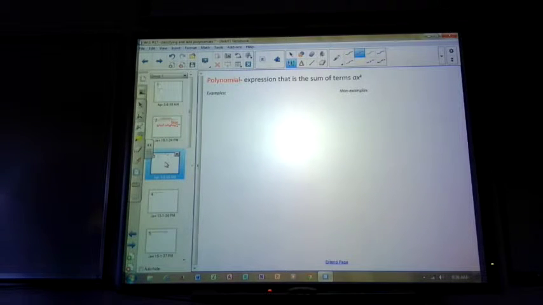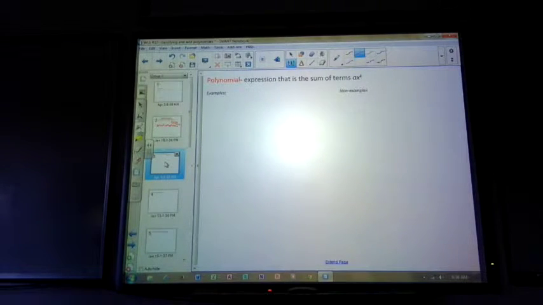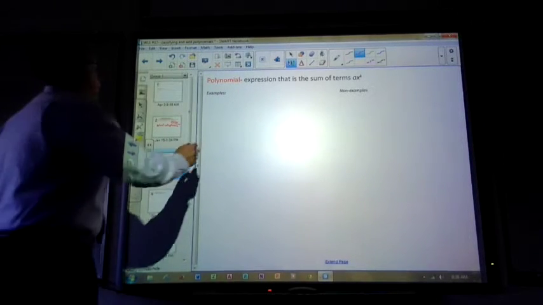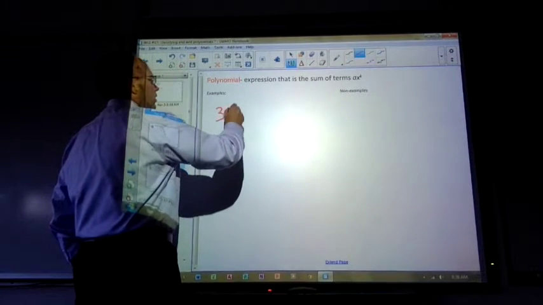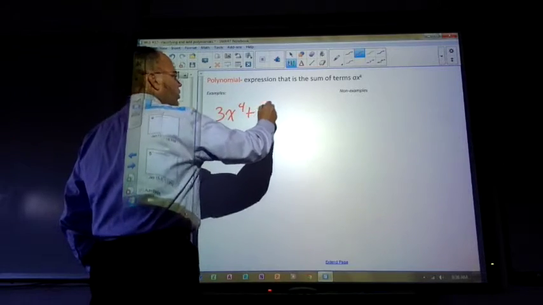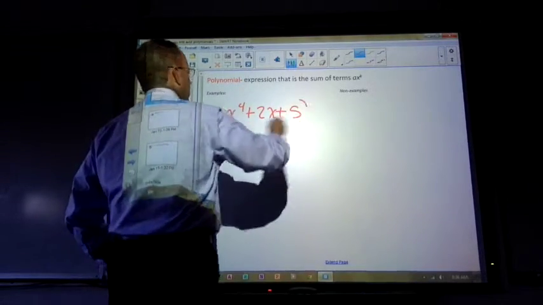Okay, so a polynomial is an expression that is the sum of terms. If I had something like this, 3x to the fourth plus 2x plus 5.